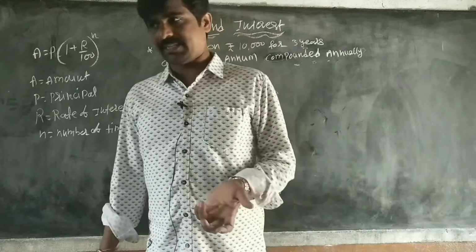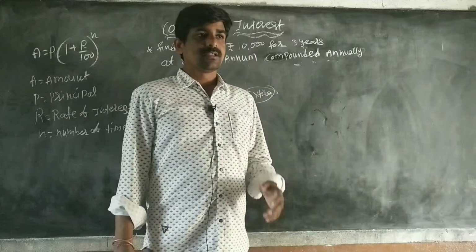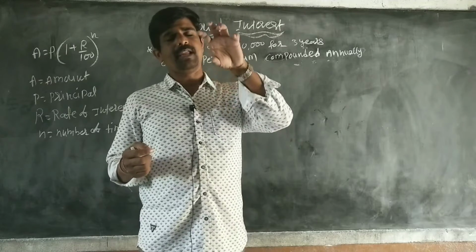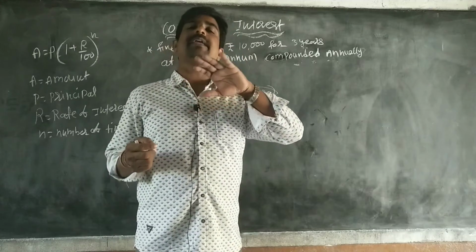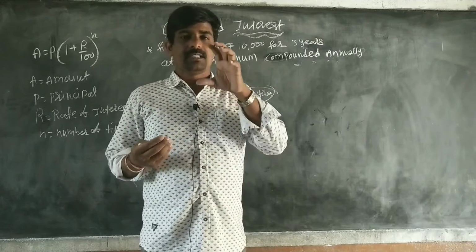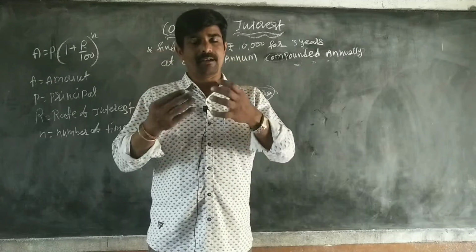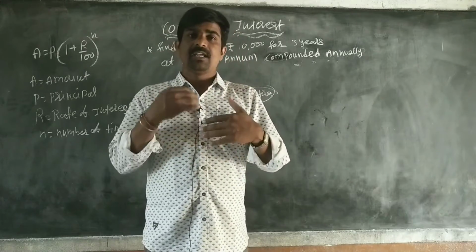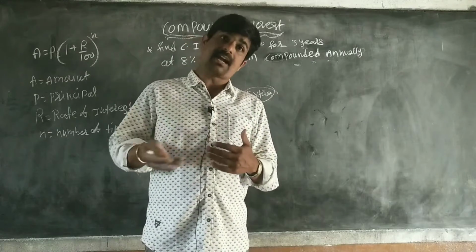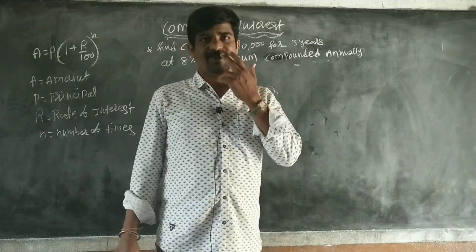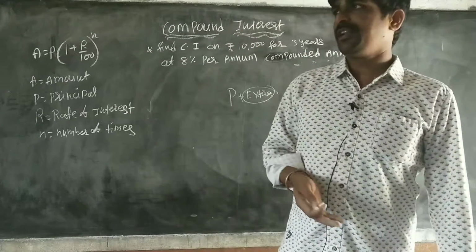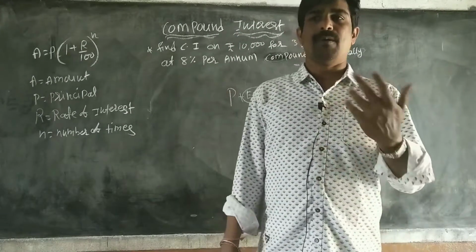What is compound interest? In simple interest, the principal is always equal every year. But in compound interest, the principal, the borrowed money, is not equal. Every year it will increase. So we are calculating interest again on interest, that is compound interest. Most of the time in banking sectors, they calculate interest compoundly.